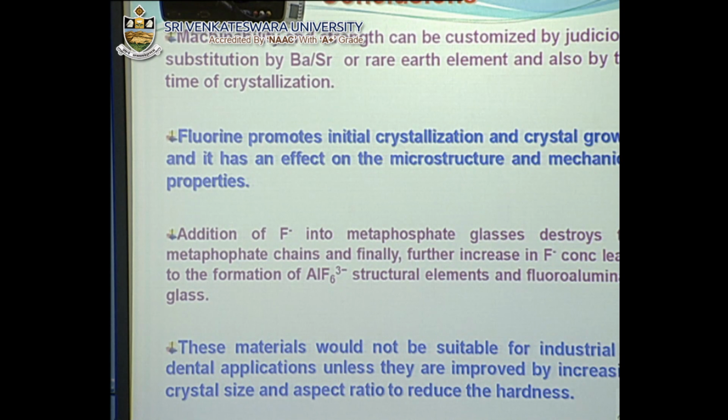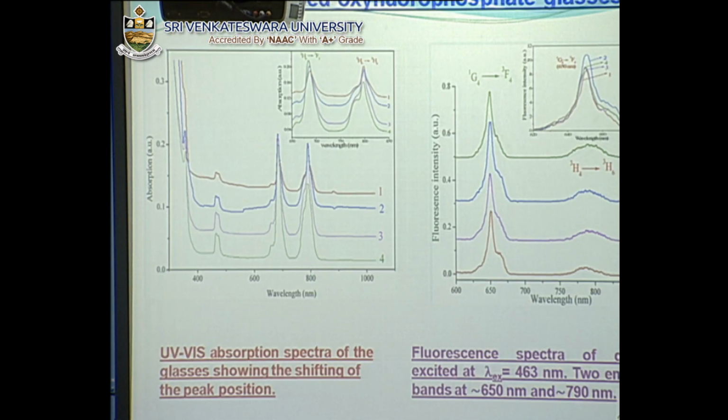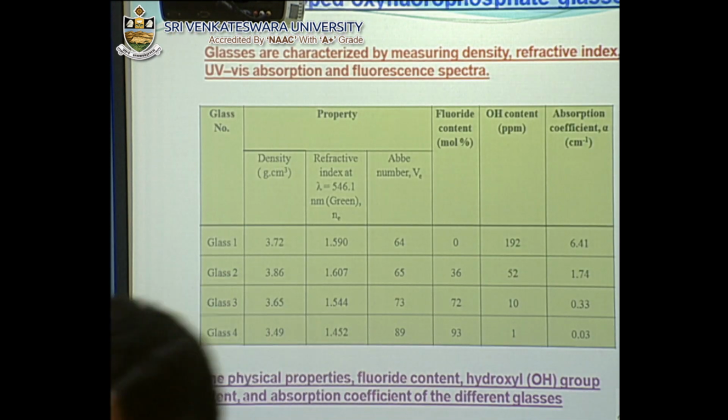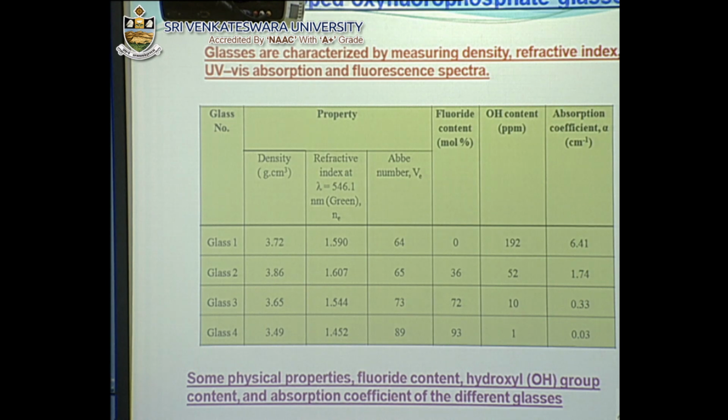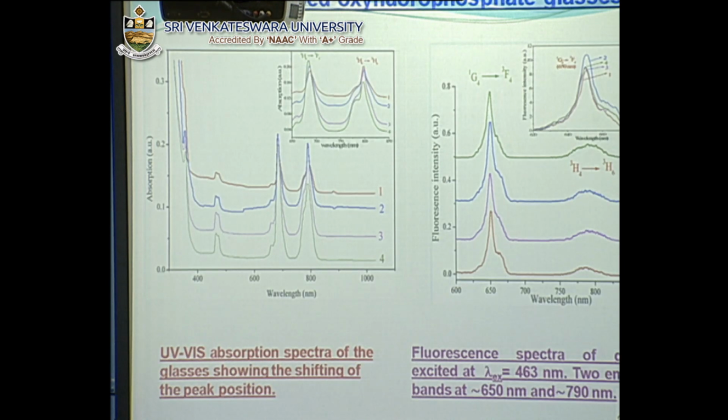These are some physical parameters. I will not go into details. Yeah, you can see the absorption and the emission spectrum of the glasses showing the shifting of the peak positions, and the fluorescence spectrum of the glass excited at 460 nanometer. The two emission bands, one is at 650 nanometer, another one is at 790 nanometer.